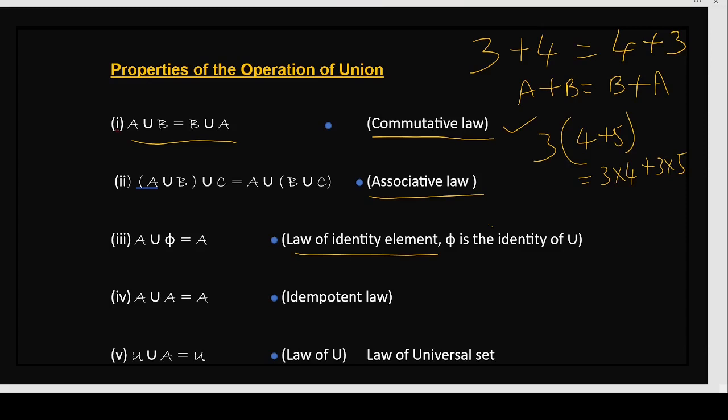This you know very well. In your previous classes you have studied this. Similar to that, A union B within brackets union C is A union B union C. This is also applicable to this. Next one is A union phi equals A. This law is called law of identity element. Phi is the identity of union.